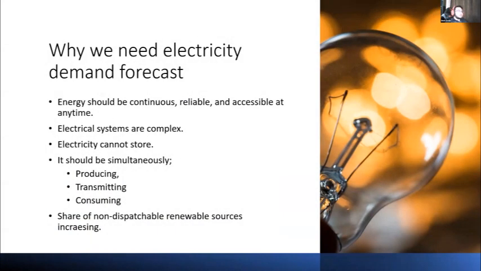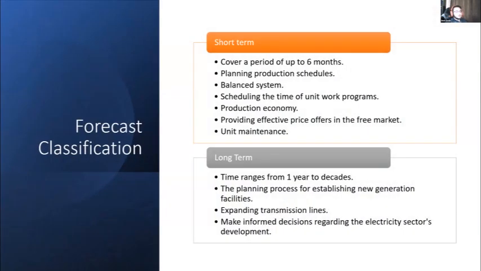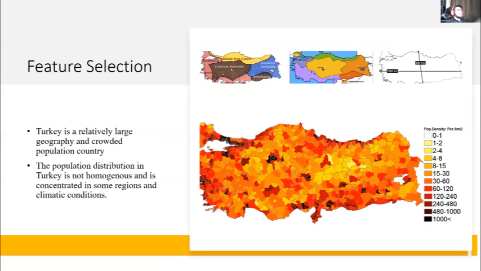Why do we need electricity demand forecasting? Everyone knows that electricity cannot be stored, and it should be simultaneously produced, transmitted, and consumed by millions. That's the problem. I will skip the slides.